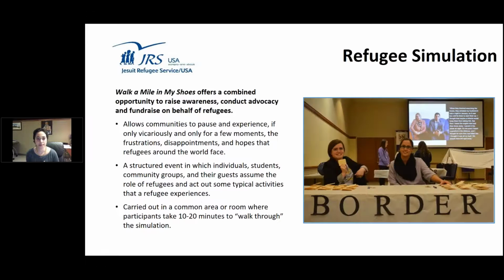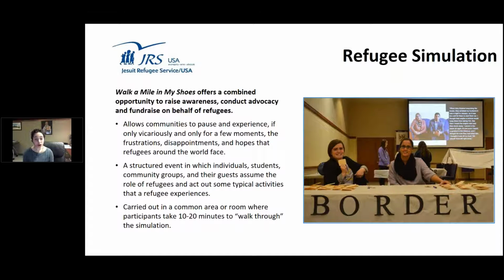So what does a simulation look like? So again, the idea behind the simulation is that it offers an opportunity to raise awareness, to conduct advocacy, and in some cases, it's optional to fundraise on behalf of refugees and specifically JRS programs. But really what it is, it allows communities to pause, to take time out of their day, and to put themselves in the shoes of a refugee, hence the name we gave to this effort, Walk a Mile in My Shoes. So to really try to digest the frustrations, the disappointments, and the hopes that refugees around the world face.